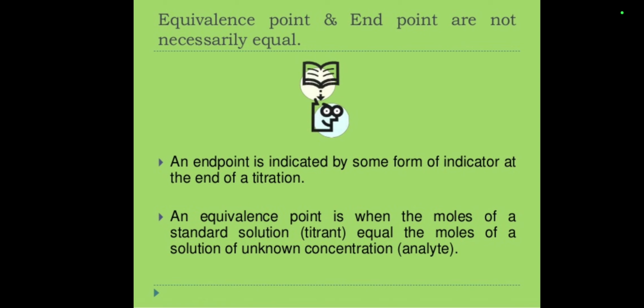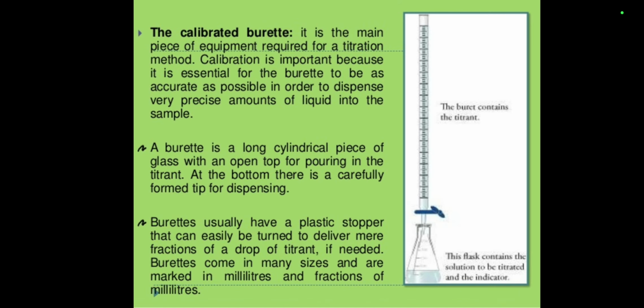Okay, if there is so-called equal, meaning to say you've already reached the equivalence point. So now let's proceed to one of the apparatuses being used in the experimentation, and that is called the calibrated burette. It is the main piece of equipment required for the titration method. Calibration is important because it is essential for the burette to be as accurate as possible in order to dispense a very precise amount of liquid into the sample.